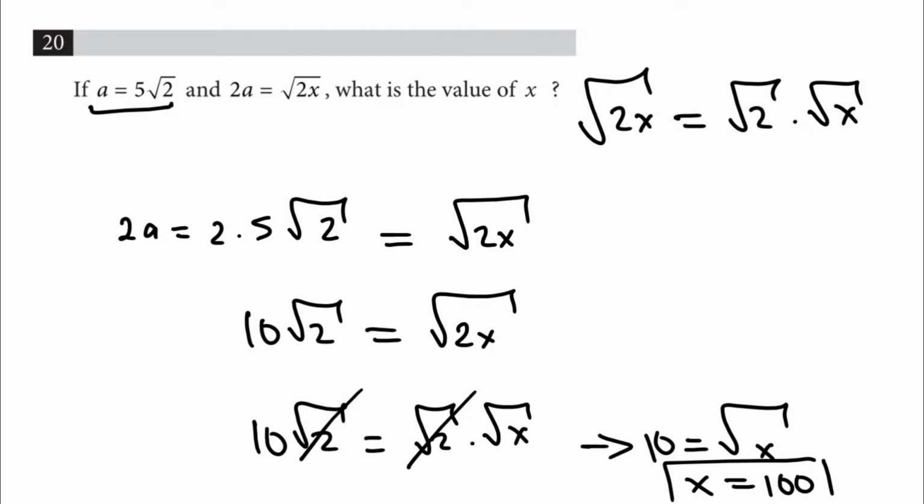We are done with the no calculator section. It was not so hard, but it required a lot of thinking and a lot of theoretical knowledge.